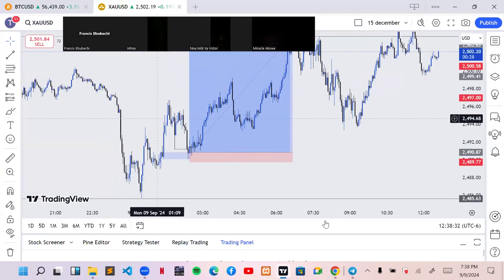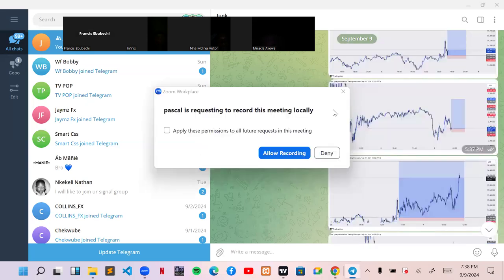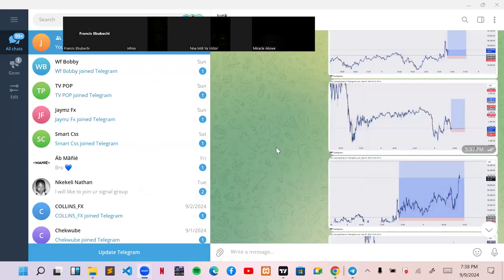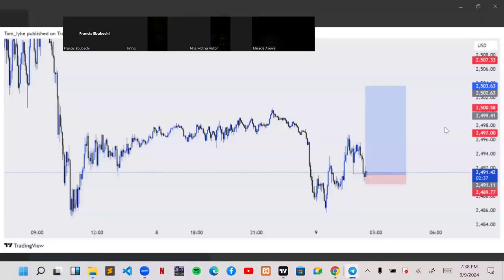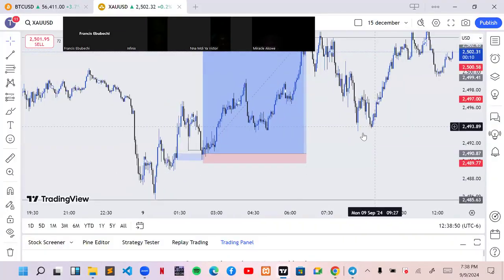So this trade, I took this trade today. This is a gold trade. This is the before of the trade, when I had the analysis here, and this is the current outcome of the trade. So it already hit TP.